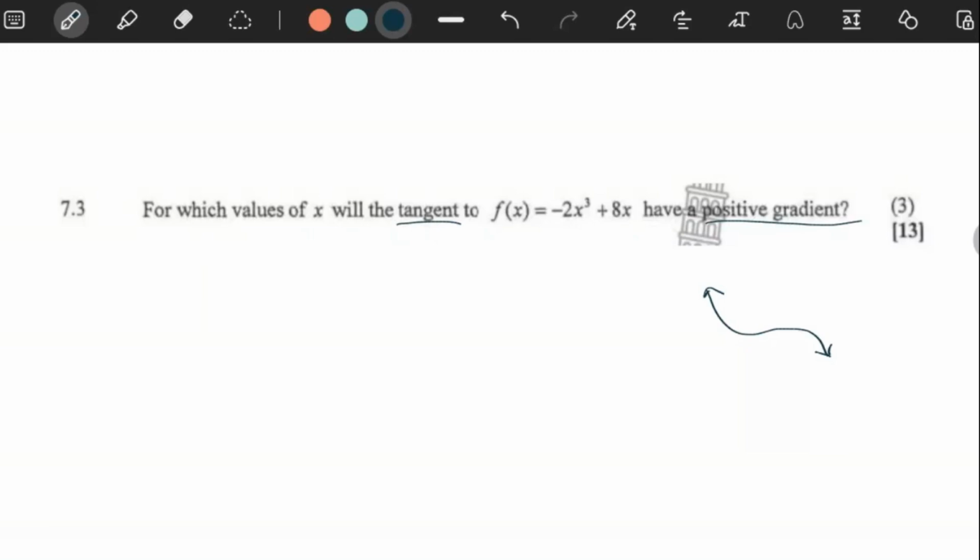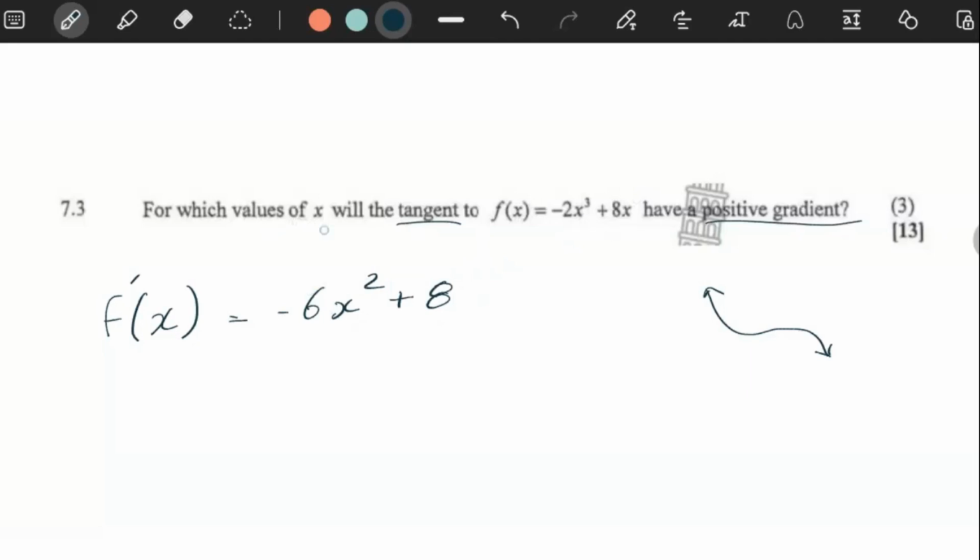Okay, so what we need to find out is, firstly, this equation's gradient equation. It will look as follows. Negative 2 times negative 3 is going to be negative 6, then you remove 1 from the exponent. 1 times 8 is going to be 8, then you remove 1 from the exponent. So this is the gradient equation of f of x.